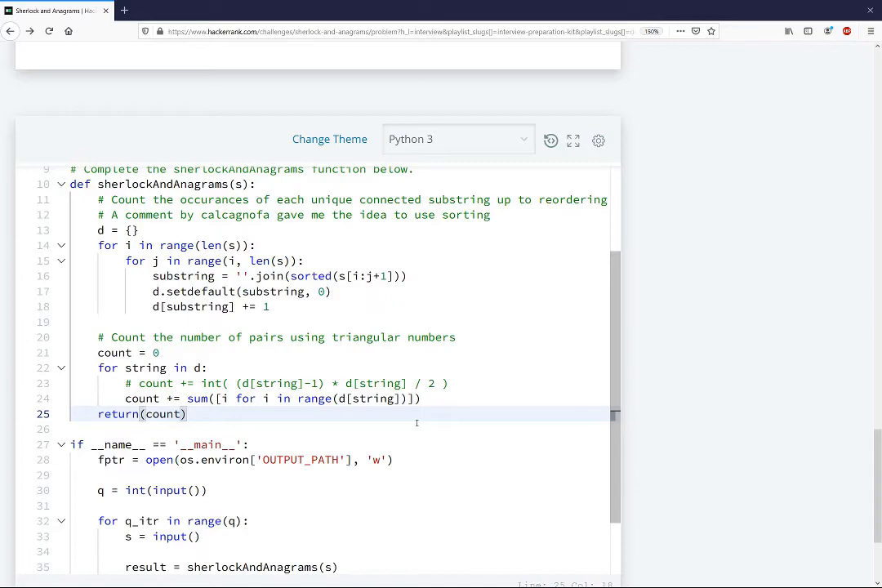However, range of n will take the numbers 0 through n minus 1. So that's already accounted for. The off by 1 errors cancel each other out in this case. And so that's why we go up to d string instead of d string minus 1. But yeah, that's how you could go about doing this. However, this formula, if you do know it, does work slightly faster, but it's not going to make a difference between the code running and not running.